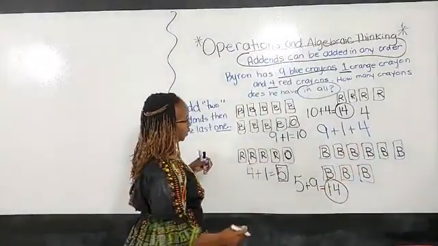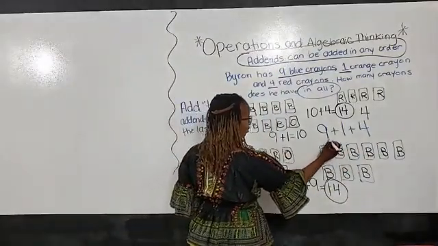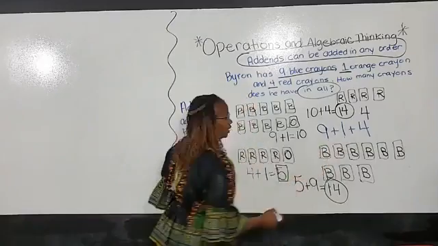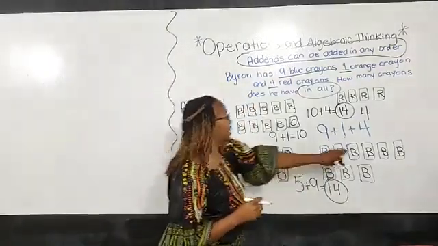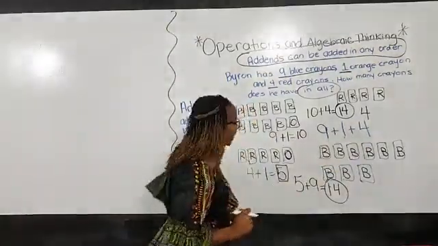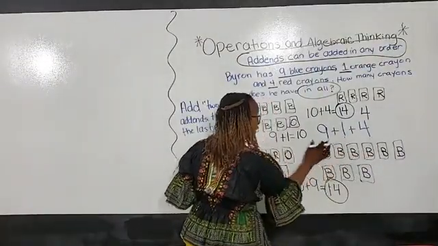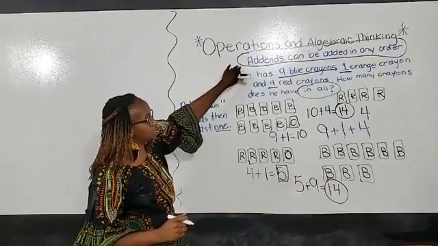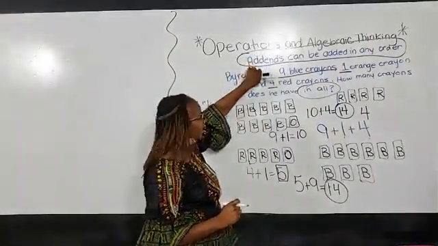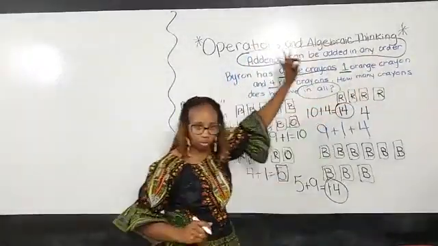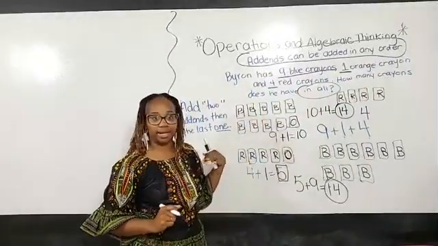Okay? The first time I did it, I decided that I was going to add 9 and 1 together first and then add the 4. The second time I did it, I decided I was going to add 1 and 4 together and then add the 9. But it doesn't matter how you add the add-ins. It can be added in any order. You're going to get to the same answer.